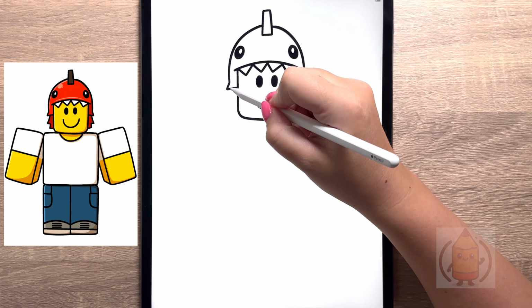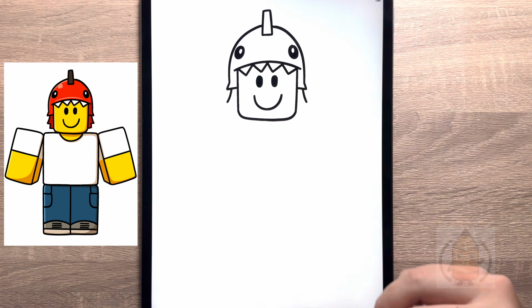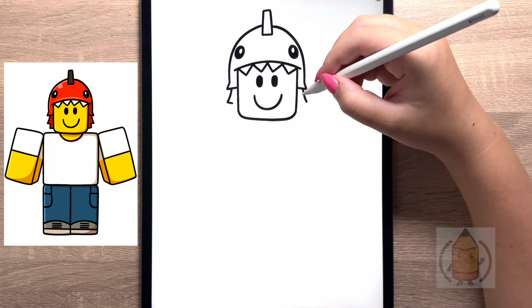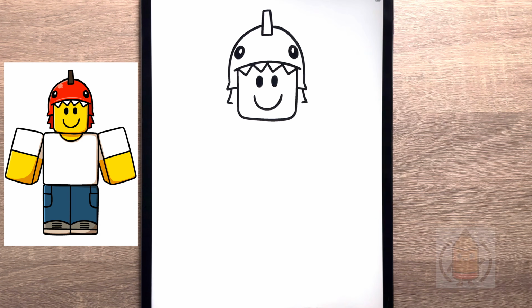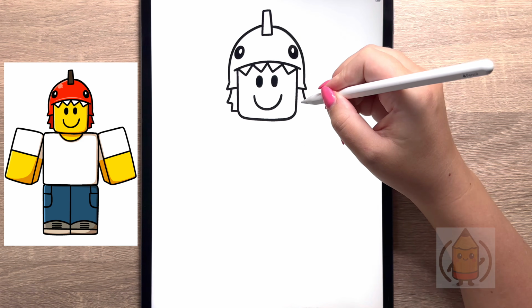Let's draw on the hair behind. We're going to bring this line out towards the side, curving that slightly. Let's bring this line through towards the middle. Let's bring this line back out and then through towards the side of the head.